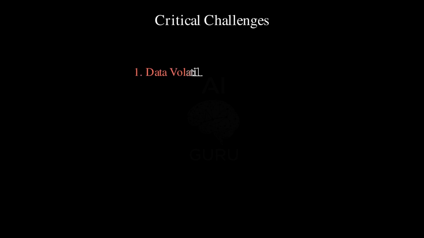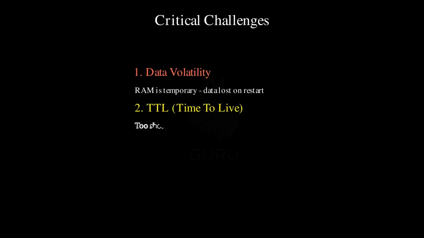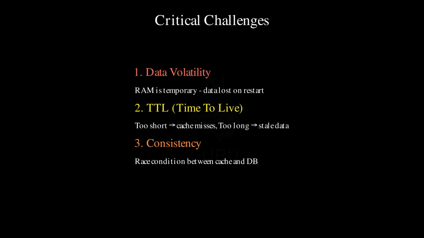So let's tackle the critical challenges. First up, data volatility. Caches store data in volatile memory, so they're not designed for persisting important data. If a cache server restarts, all that data is just gone. You must always be able to recover that data from the durable database. Always. Next, the expiration policy, or TTL, time to live.